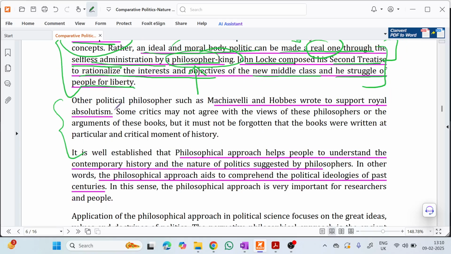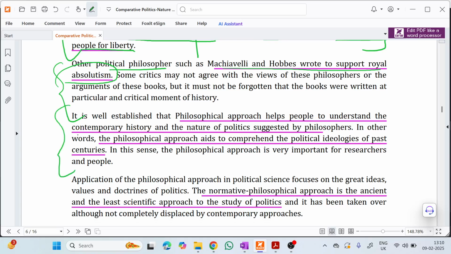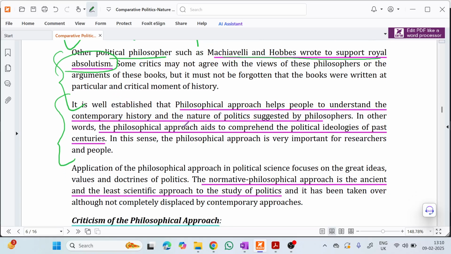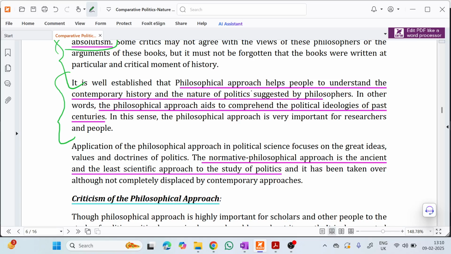Then other political philosophers such as Machiavelli and Hobbes also wrote to support royal absolutism, which means the royal right for absolute power. Then it is established that a philosophical approach helps people to understand the contemporary history and nature of politics as suggested by philosophers. In other words, the philosophical approach aids us to comprehend the political ideology of past centuries.